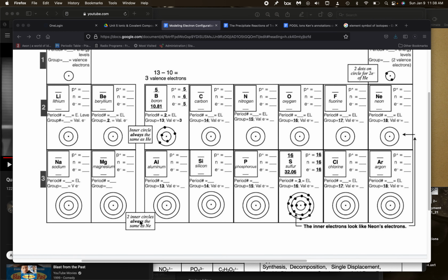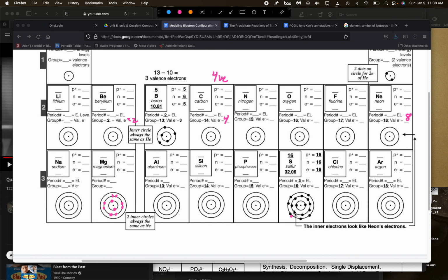Last thing is this: the inner circles are always the same as the previous noble gas. So as I went along, we mentioned that this is 4, and if I keep that pattern going, with this having 4 valence electrons, this having two valence electrons, the pattern is 2, 3, 4, 5, 6, 7, 8. So if I'm trying to fill this up just like neon, there'd be the two dots that are necessary for helium, and then eight valence electrons to make neon. 1, 2, 3, 4, 5, 6, 7, 8.